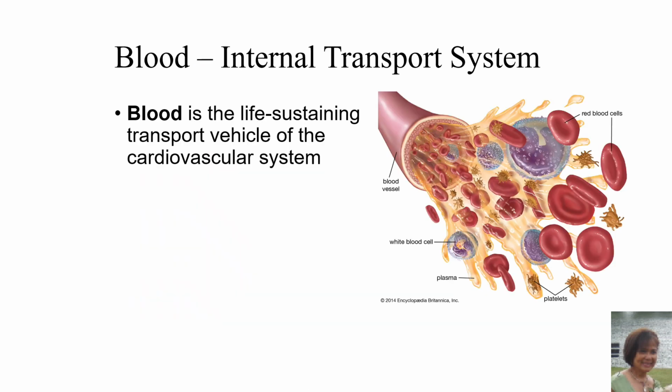The blood is the life-sustaining transport vehicle of the cardiovascular system. It delivers oxygen and nutrients to body cells, transporting metabolic waste to the lungs and kidneys for elimination, and transporting hormones from the endocrine system to the target organs.